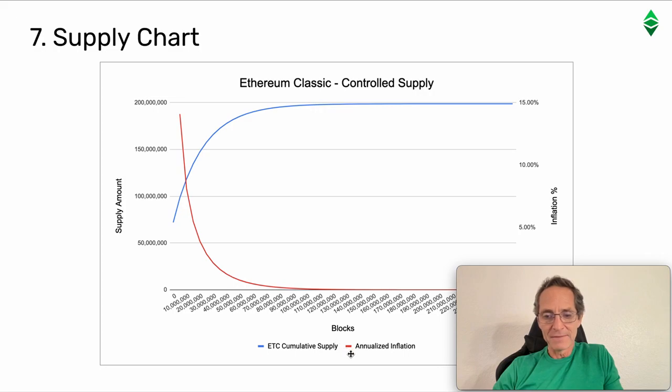The annualized inflation goes in the opposite direction, so it goes down significantly. This is the axis of inflation. It goes down significantly, and it will tend to 0, and it will reach 0 by the year 2140.